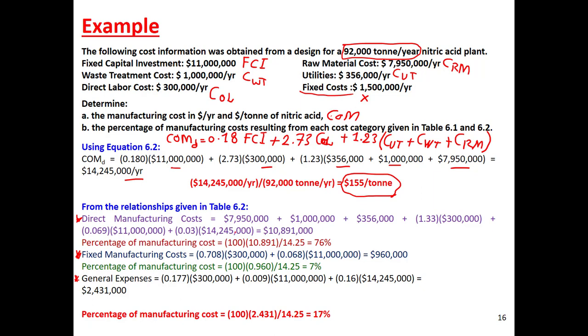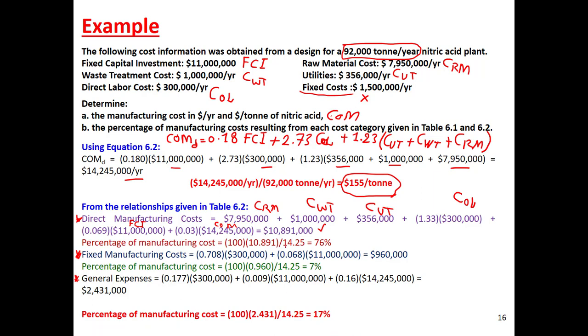So the first one is the direct manufacturing cost. We have an equation for that. That is a function of utility cost, raw material, and also waste treatment, plus 1.33 times the labor cost, operating labor, COL. And also 0.03 times the total, 0.69 fixed capital investment, and 0.03 cost of manufacturing. So that gives you the direct cost that you have.